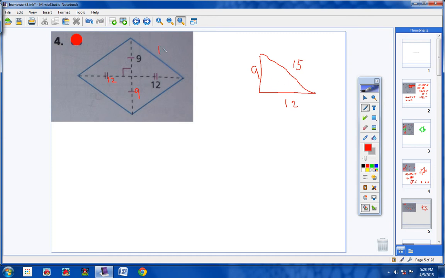So that means this side's 15. Well, this side would also be 15 because all of these triangles are the same. This side is 15. This side is 15. And so you're going to get 60 for your perimeter. 15 plus 15 plus 15 plus 15.